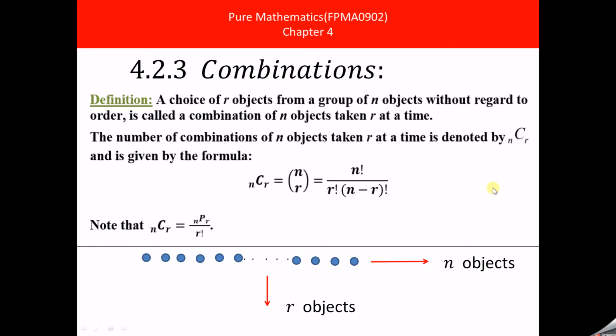Hello dear students, this is Pure Mathematics chapter 4. In this video we are going to discuss section 4.2.3, which is about combinations.